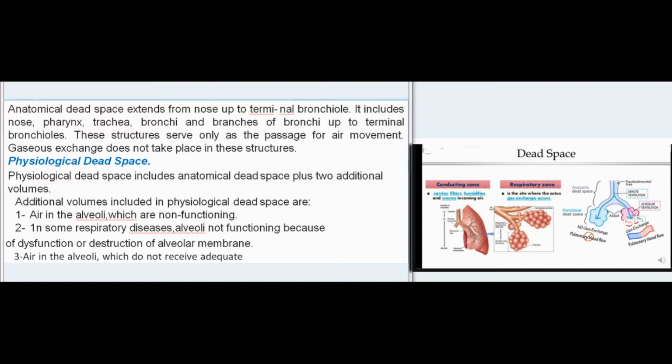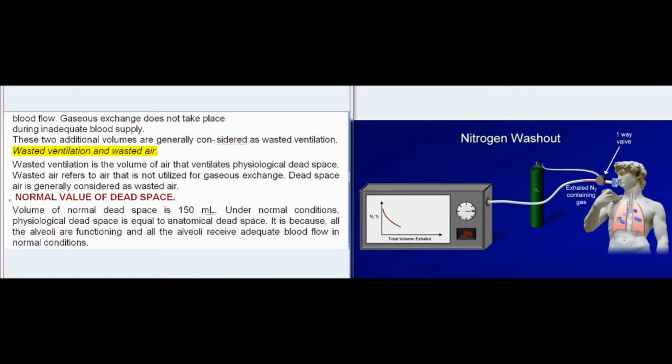Physiological dead space. Physiological dead space includes anatomical dead space plus two additional volumes. Additional volumes included in physiological dead space are: 1. Air in the alveoli which are non-functioning. In some respiratory diseases, alveoli are not functioning because of dysfunction or destruction of the alveolar membrane. 2. Air in the alveoli which do not receive adequate blood flow. Gaseous exchange does not take place during inadequate blood supply. These two additional volumes are generally considered as wasted ventilation.